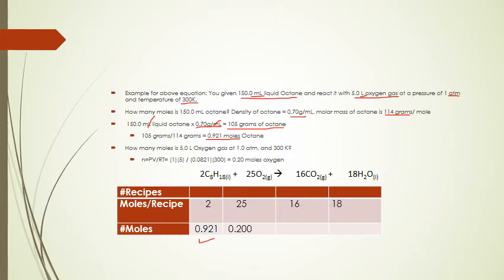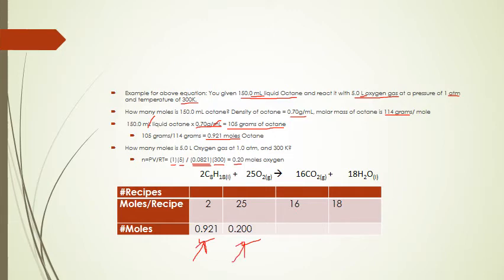Now, how many moles of oxygen? There's 5 liters. Using the ideal gas law, pressure is 1 atmosphere, volume is 5 liters. I'm leaving the units off here because they'll all work out. There's the universal gas constant and 300 K. I do the math and come up with 0.20 moles of oxygen. So now I have moles, and now I can put those numbers into my recipe table.